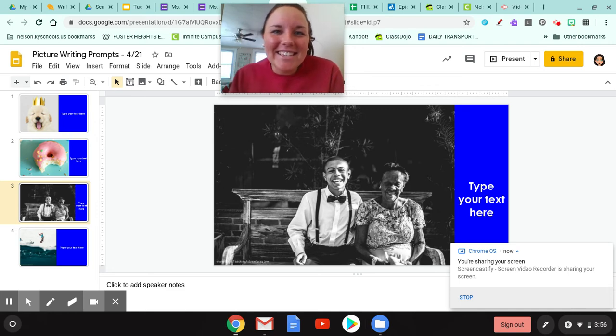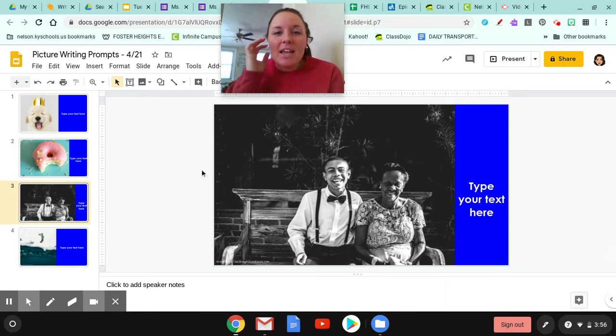Okay, so this is an overview of what you are going to do for writing today. Your assignment has 4 pictures on it. Basically, you are getting to free write on whatever you think that picture is. You're going to use your inferencing skills, but also your creativity, because I don't even know the backstory behind all these pictures. So you're going to come up with a story or a paragraph about what you think is going on.